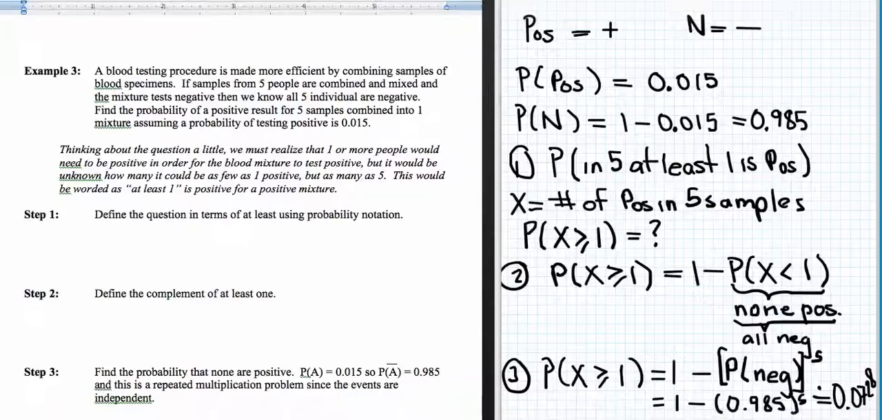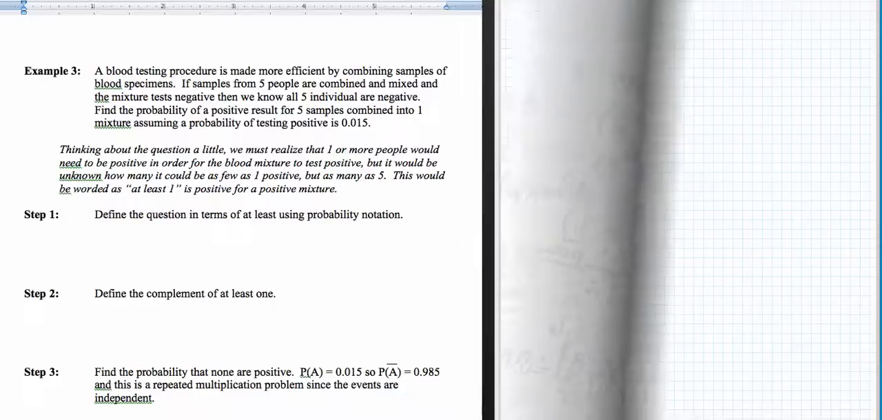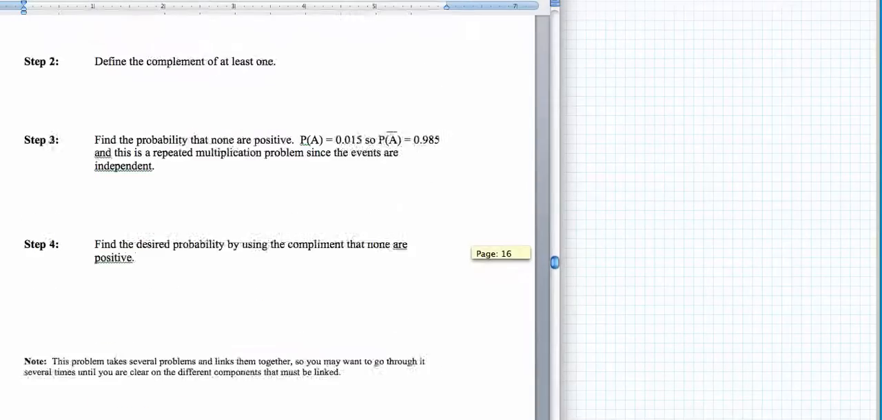So anyway, that is how we use our ideas of complements and combine that with the probability of a repeated event in order to get more complex probabilities. All right, let's go on to our next example in our notes here.